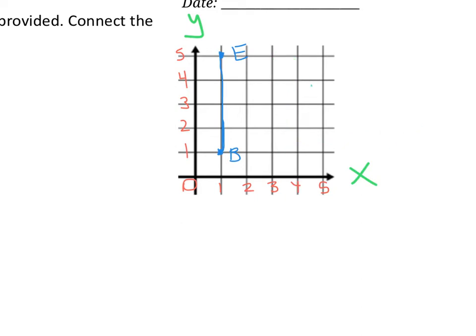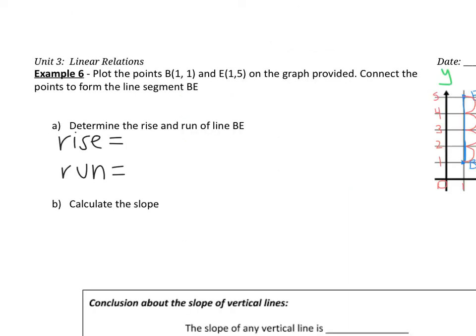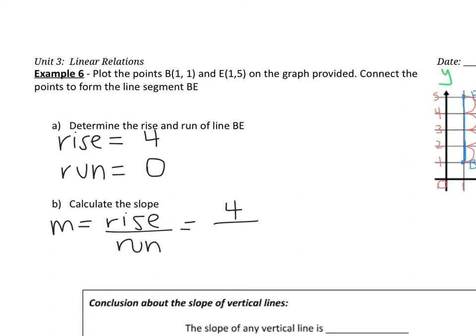So to find the rise, it doesn't matter if you start at point B or point E, we're just going to count from end to end. So this would be 1, 2, 3, 4 units for my rise. So my rise is 4, and because there is no run, we're going to assign that as 0. So if we're going to calculate the slope, we're going to plug those numbers in. So my rise is 4, my run is 0.